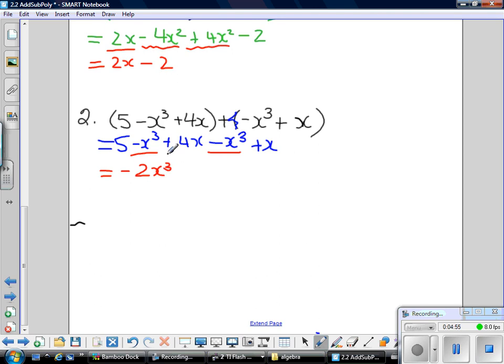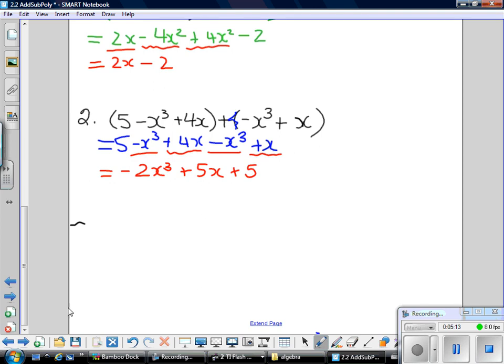And x terms, I have a positive 4x and a positive 1x. So I have a positive 5x. And last but not least, I go and see if I've got everything. Oh, I have a plus 5.